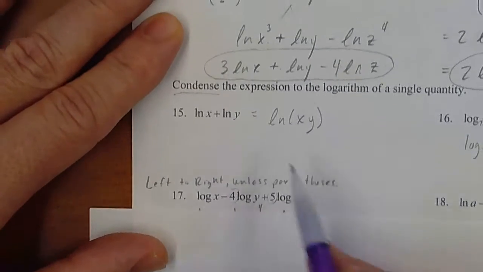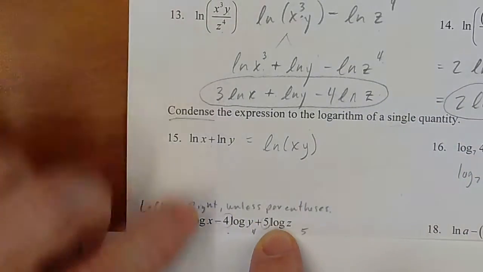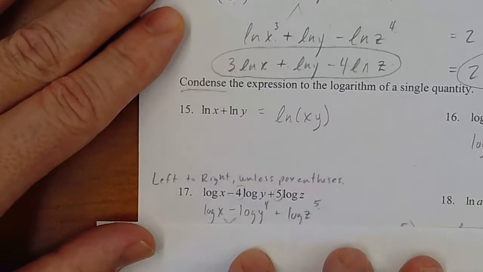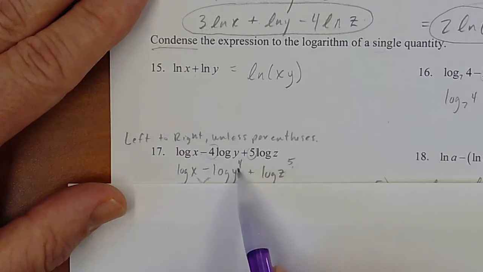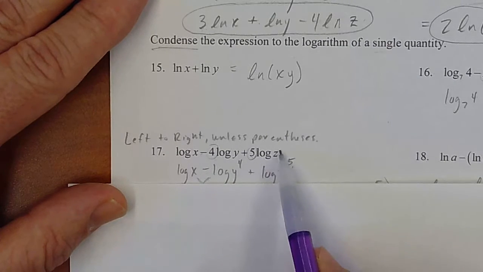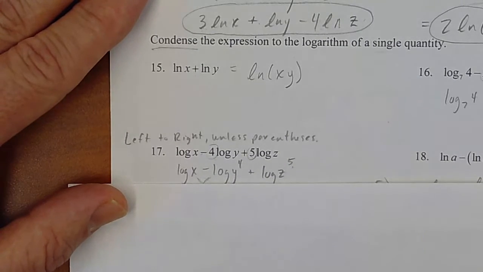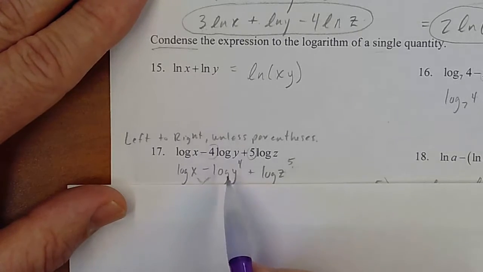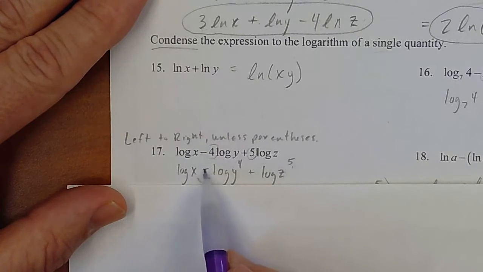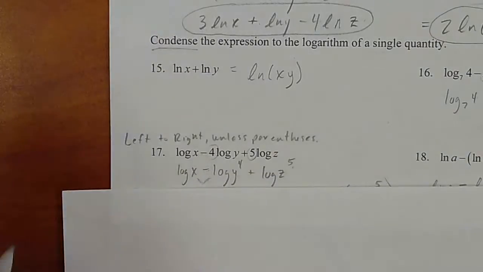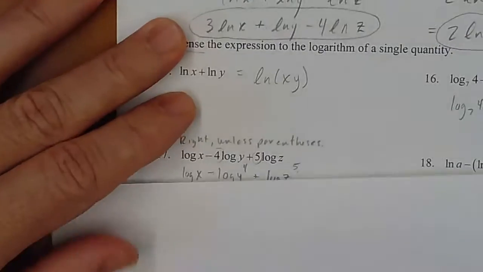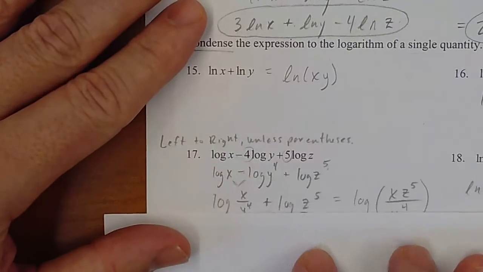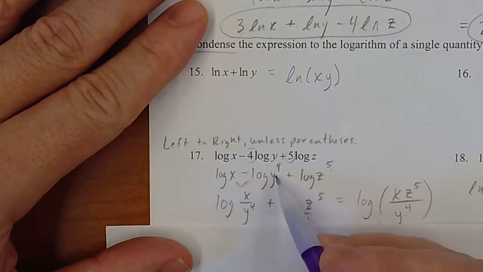All right, but as I mentioned in 13, if we're going to backtrack, we want to get rid of these coefficients and write them as exponents first. So go ahead and write that down. Log of x minus log of y to the 4th. And then this 5 is going to become z to the 5th. Now I'm going to work this left to right. I'm going to take this difference of two logs, and I can write it as a quotient. Difference to quotient. So when I do that, it becomes log of x over y to the 4th.